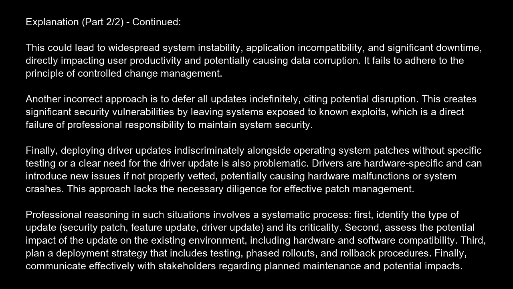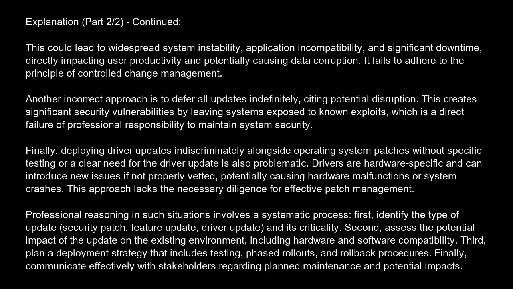Finally, deploying driver updates indiscriminately alongside operating system patches without specific testing or a clear need for the driver update is also problematic. Drivers are hardware-specific and can introduce new issues if not properly vetted, potentially causing hardware malfunctions or system crashes. This approach lacks the necessary diligence for effective patch management.